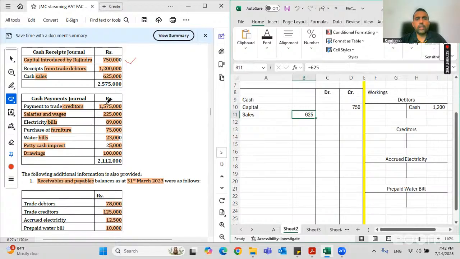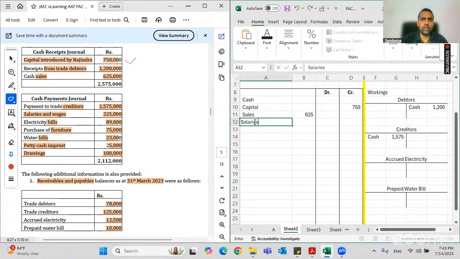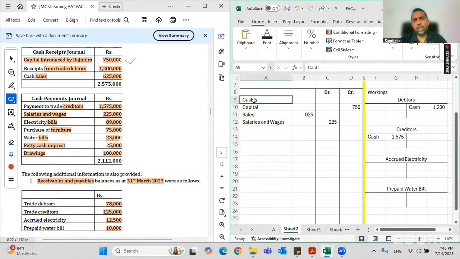Next one, payment to creditor. When you are making a payment to the creditor, the creditor's account will get debited and cash will get credited. 1575. Salaries, there's no accrued or prepayment. The salaries and wages will be debited, 225, credited to cash. Debited to salary, credited to cash.